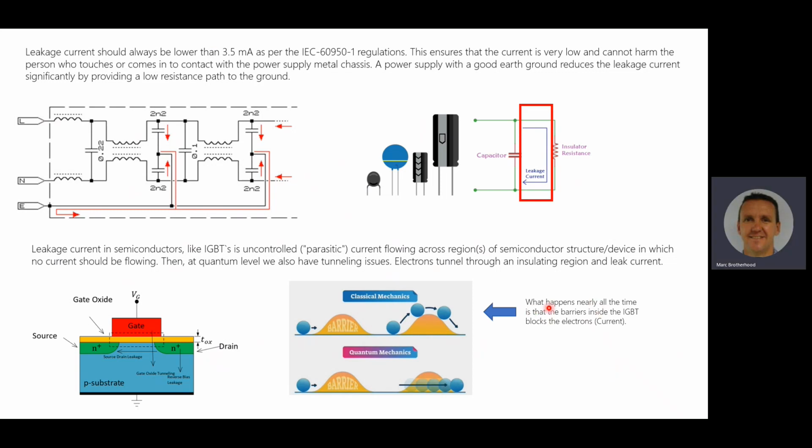So this is typically what happens nearly all the time, that barriers inside IGBT modules block electrons. Okay, so here are your barriers. What also happens in IGBT modules is that small amounts of electrons tunnel through the IGBT barriers, resulting in leakage current. And there's something interesting you can research about the wave and particle duality at quantum level.